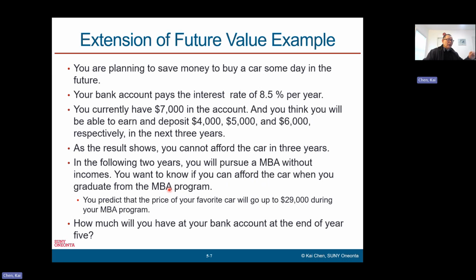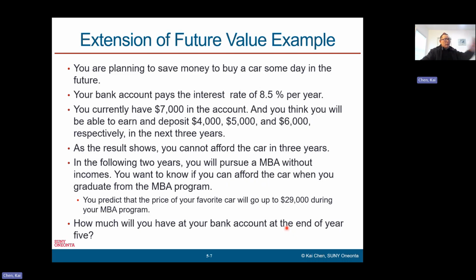After 2 years, when you graduate from your MBA program, whether you are able to afford the car or not. Of course, the price would change. Now you predict that the price of your favorite car will go up to $29,000 during your MBA program. Then how much will you have in your bank account at the end of year 4? This is the question.